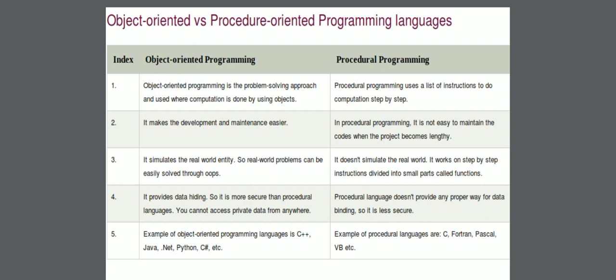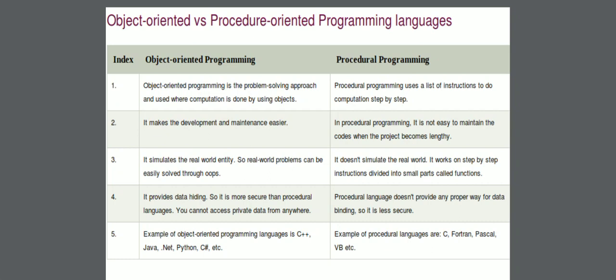Next, it provides you the feature called data hiding. So it is more secure than procedural languages. The feature is called private data members and public data members. Private data members are the data members which cannot be accessed by different classes. So if class A is organizing its data into private and public, then private members of class A will not be accessed by class B or class C, but the public members of class A can be accessed by class B and class C. So that is the very good feature of OOP, data hiding. But procedural programming doesn't provide any proper way of data hiding, so it is less secure.